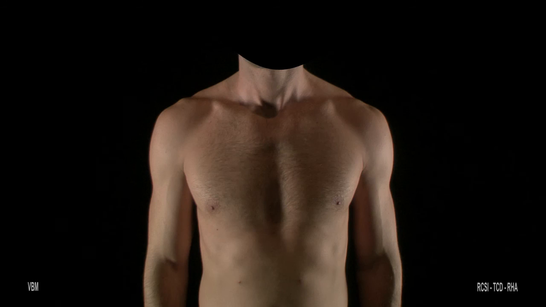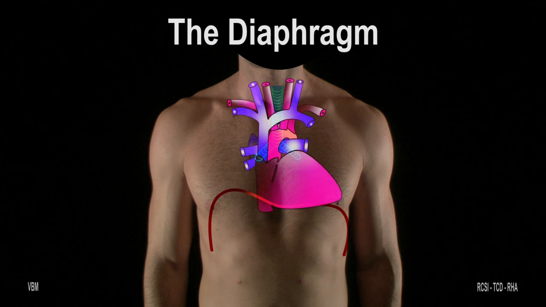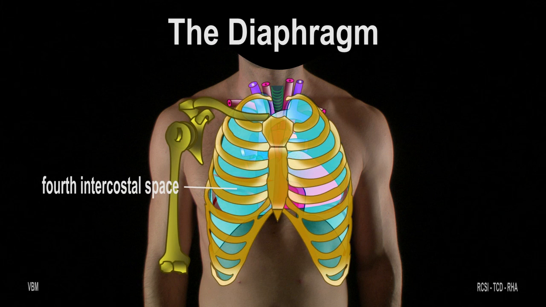The diaphragm. The diaphragm bulges up into each pleural cavity from below, reaching as high as the 4th intercostal space on the right side and the 5th intercostal space on the left side. During deep inspiration, the diaphragm can descend by 5 to 10 centimeters, forcing abdominal structures downwards.